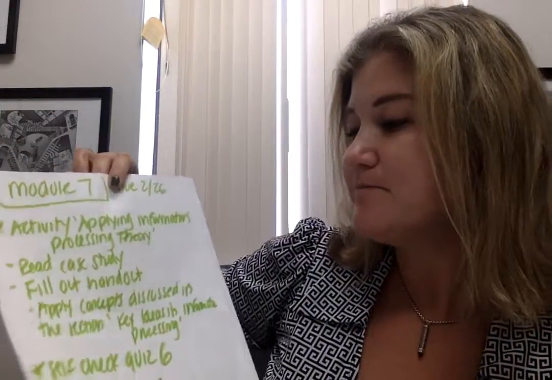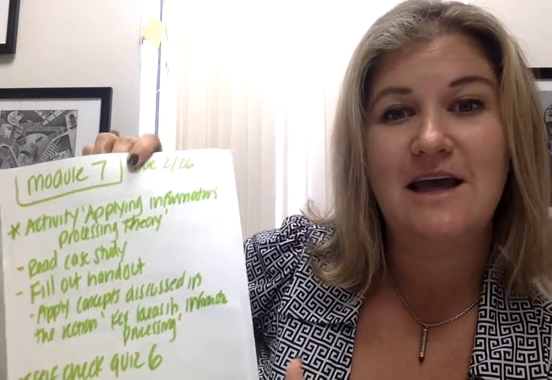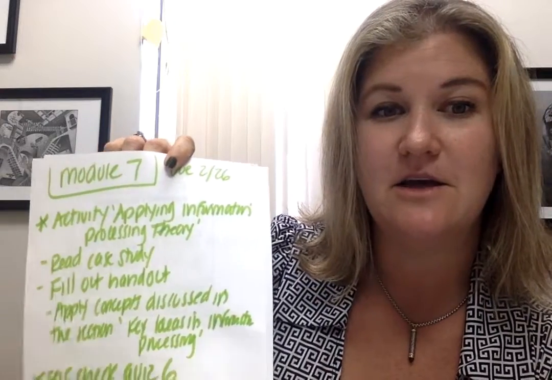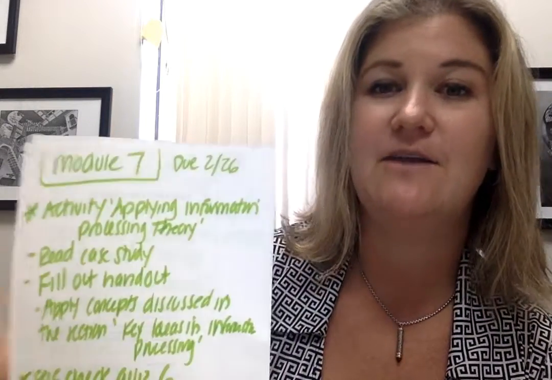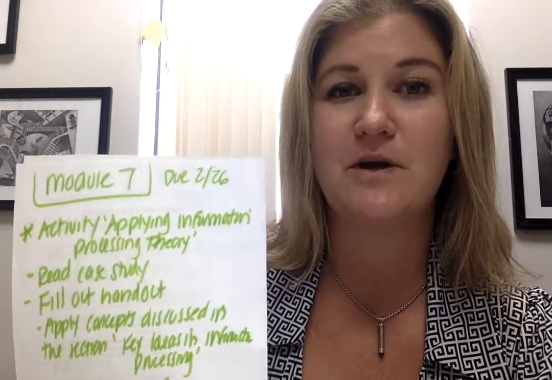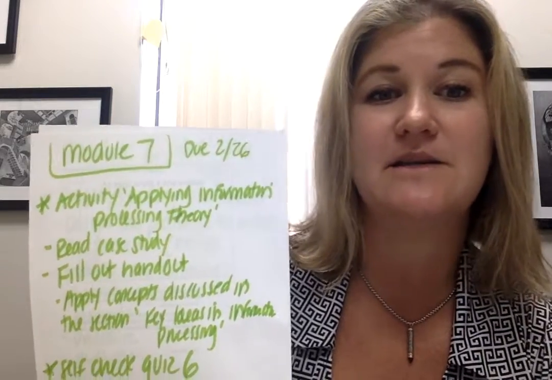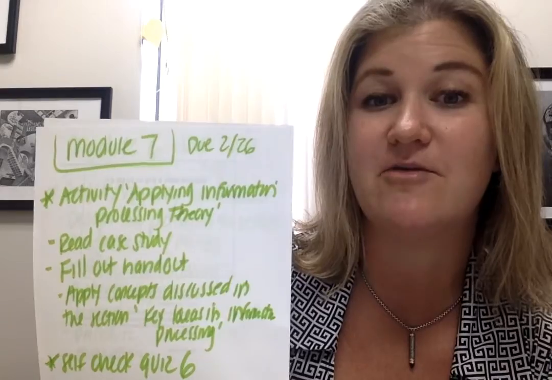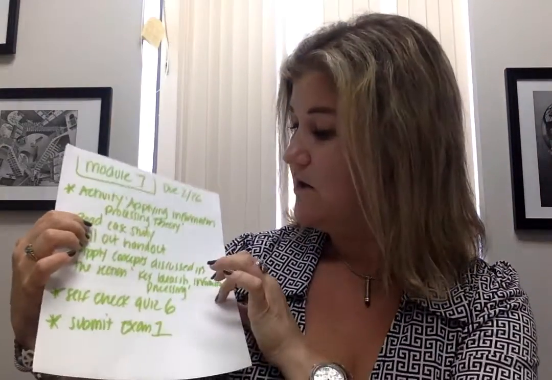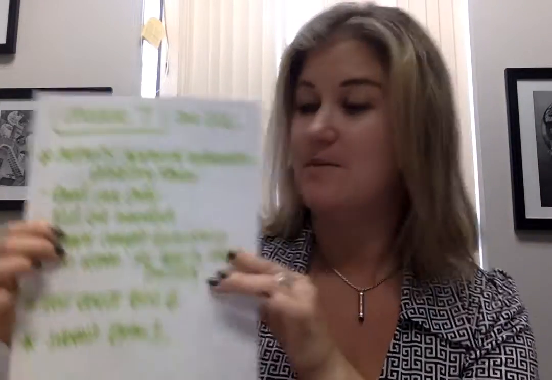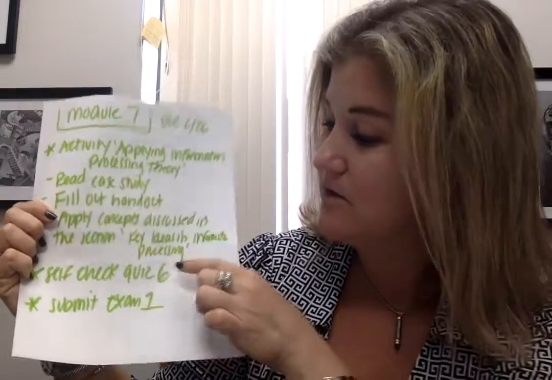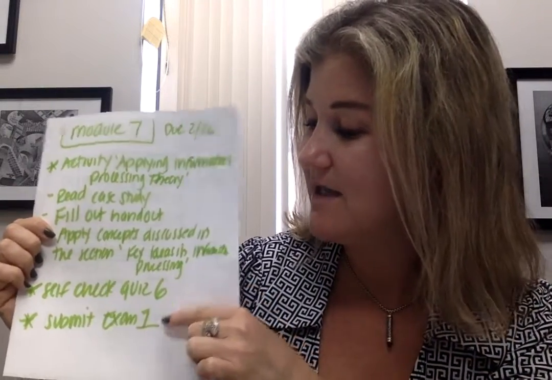So you are going to complete the handout and make sure that you apply the concepts discussed in this section, key ideas in information processing theory, and then there's also another bit of reading material, developmental trends, basic information processing abilities at different age levels. So you're going to complete that assignment, and then you're also going to complete the self-check quiz 6 and turn in your exam 1. So if you have any questions or concerns, please do not hesitate to contact me.